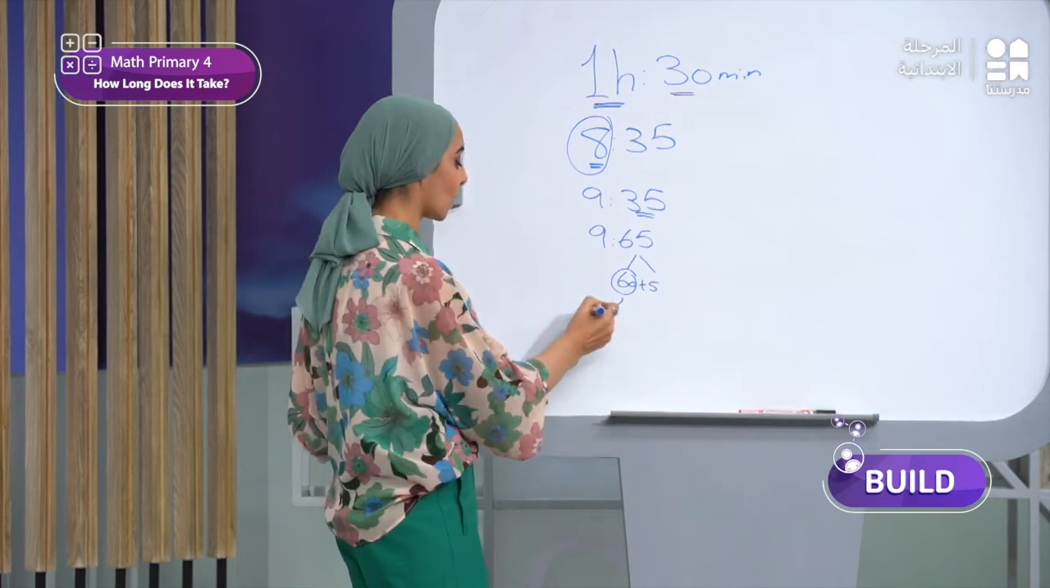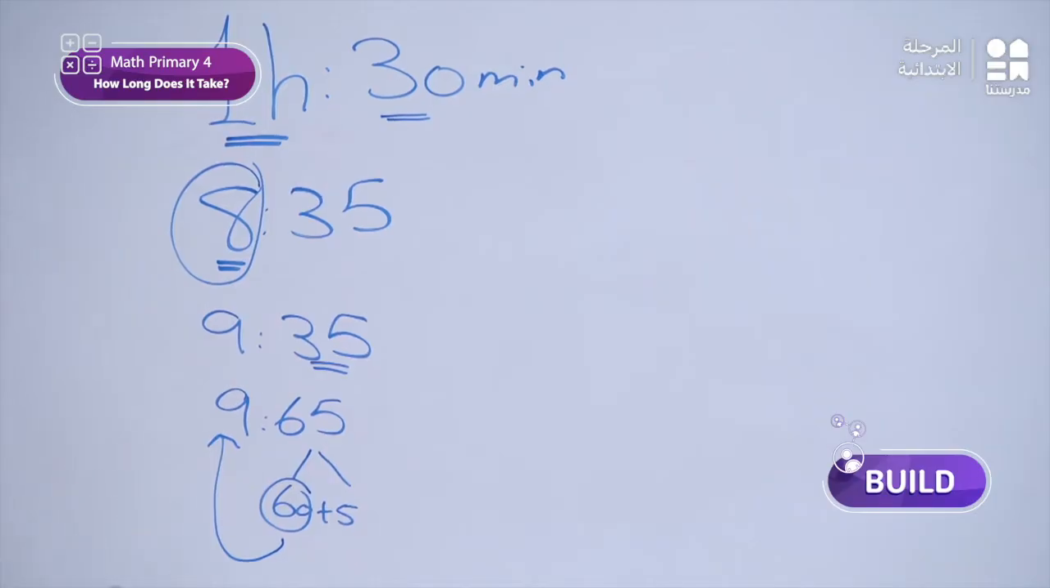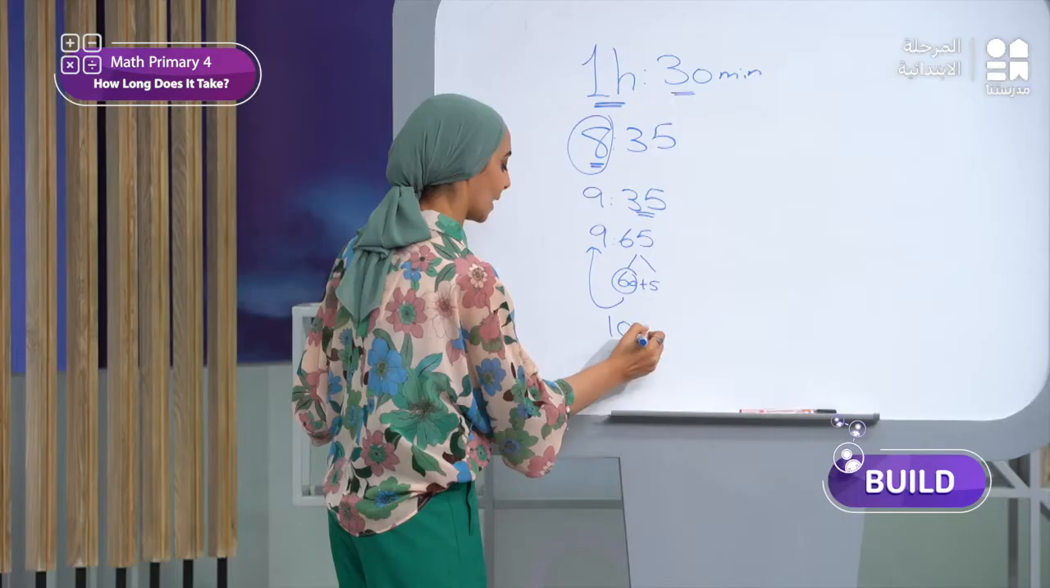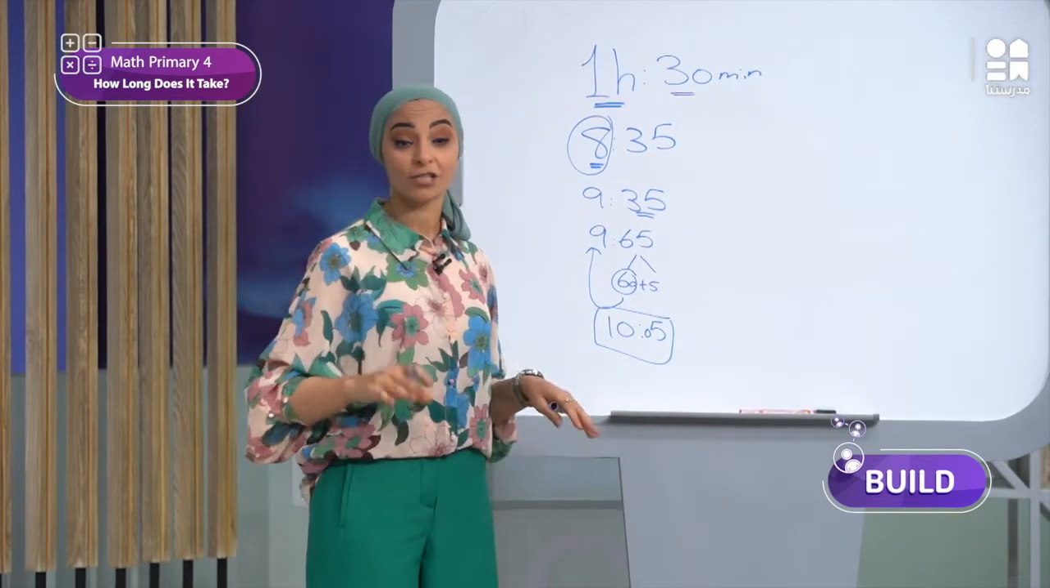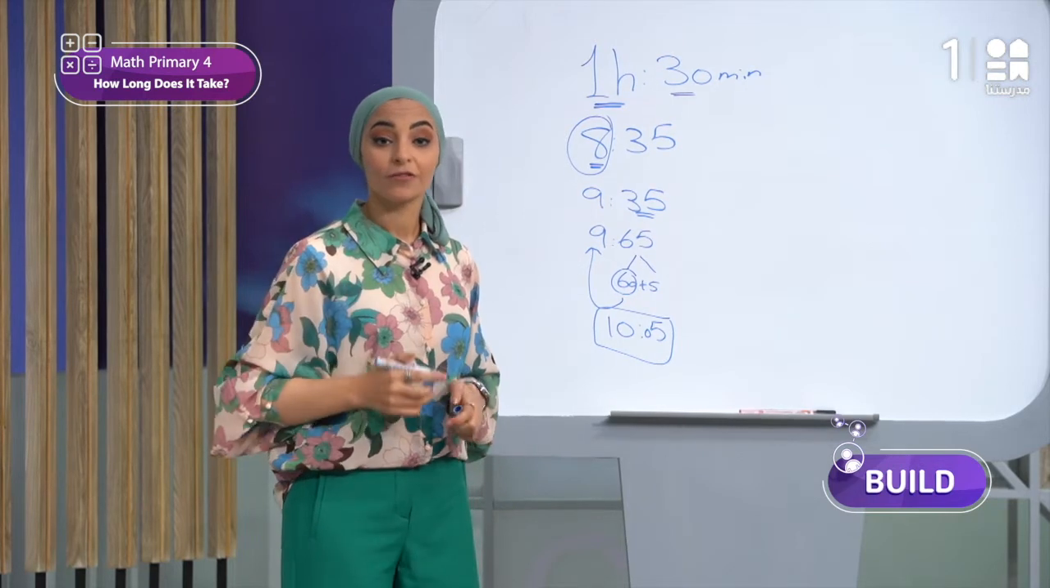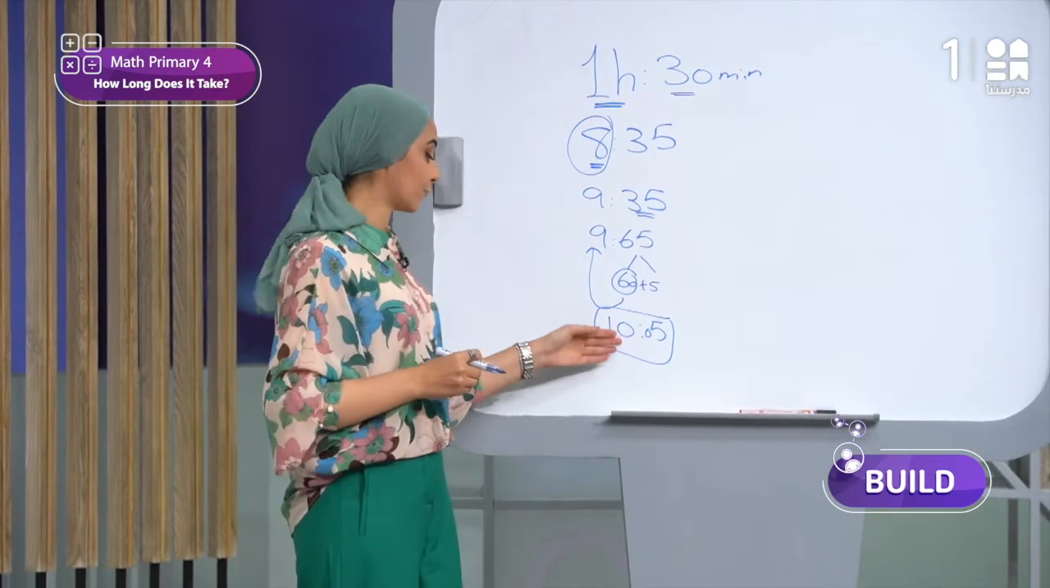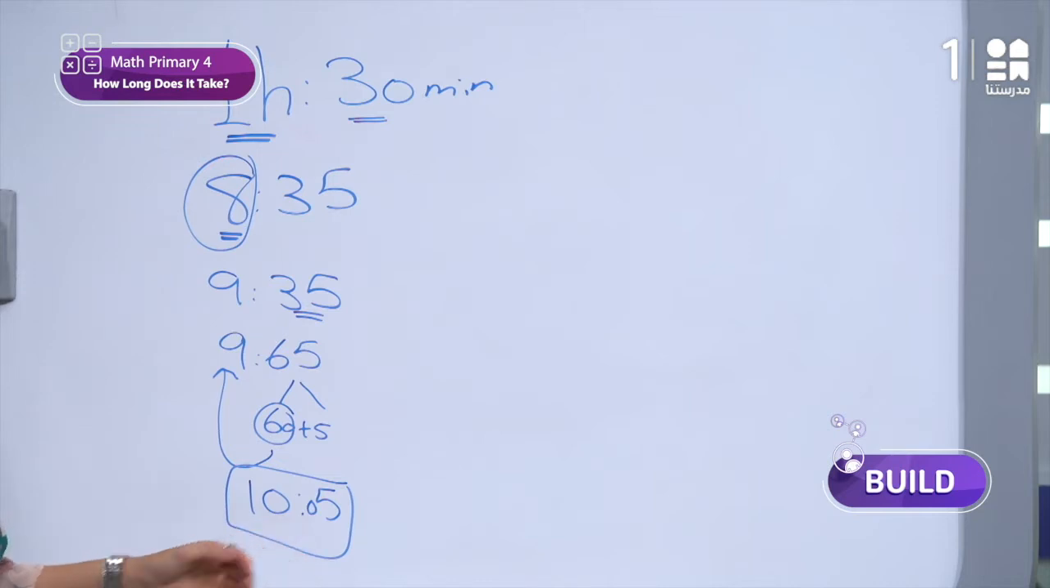So I will add 1 hour to 9. يعني دلوقتي عندي 10 hours and 5 minutes. And this is the time Farah finished the running. So the final answer will be 10 and 5 minutes. 10 hours and 5 minutes.